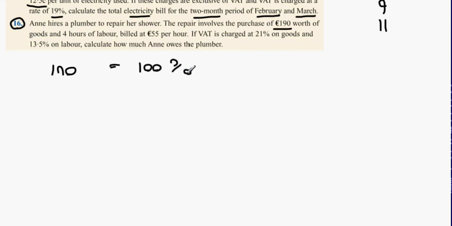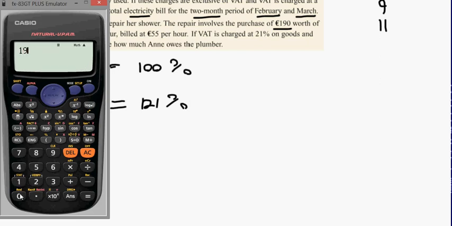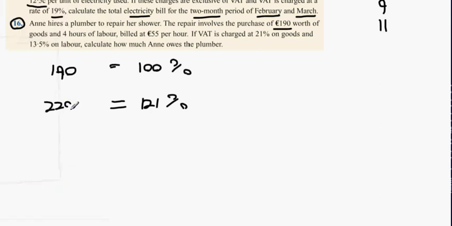Okay, and then we're going to add on 21% for the VAT. So we're going to do 190 multiplied by 121 over 100. We get 229.9. And then we've got 4 hours of work, so 4 by 55 is 220.